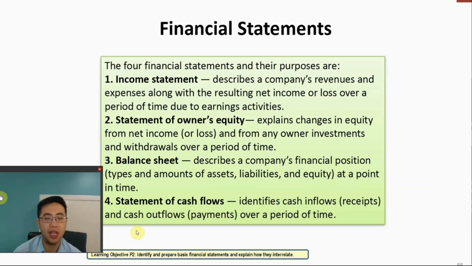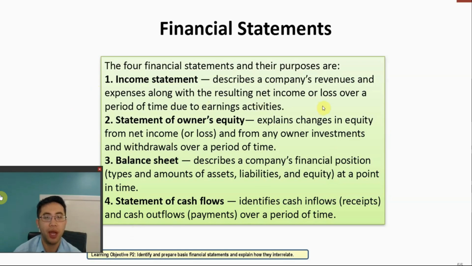Number 4, the statement of cash flows identifies cash flows in and cash flows out over a period of time. It could be on a quarterly basis or on an annual basis. So the first, second, and fourth statements are all recording the activities, cash flows, and accounting items over a given period of time. But the balance sheet records the numbers for any particular time of the year.